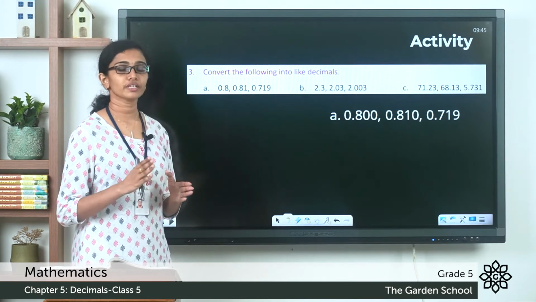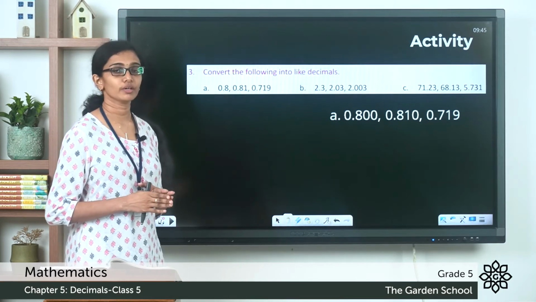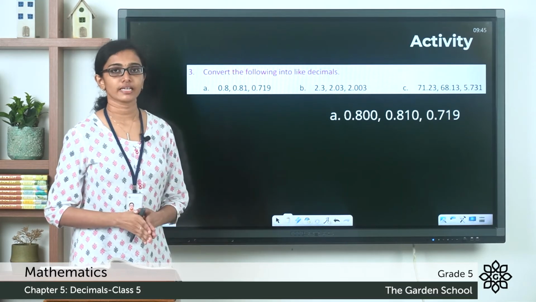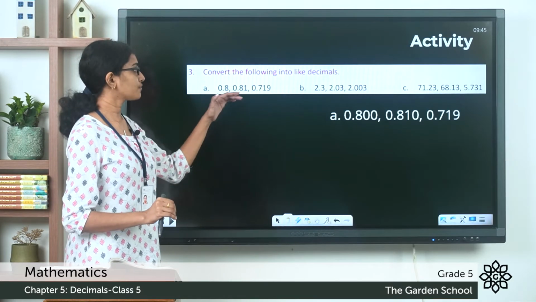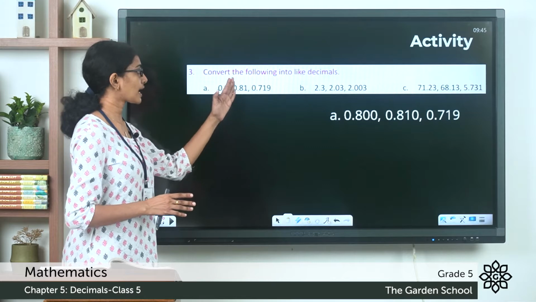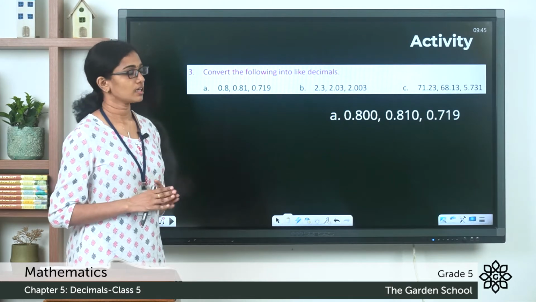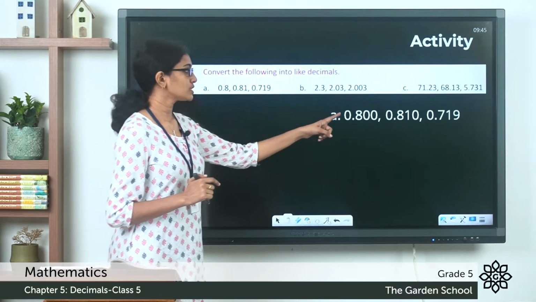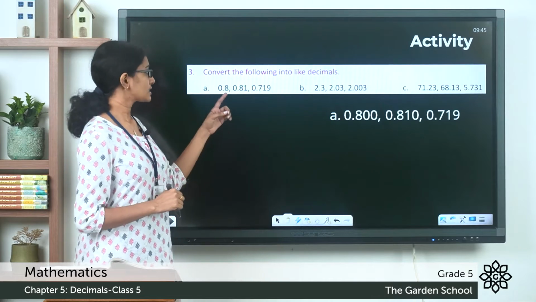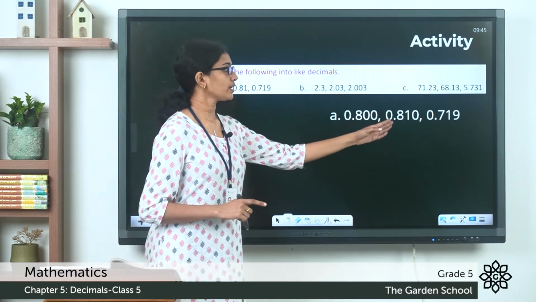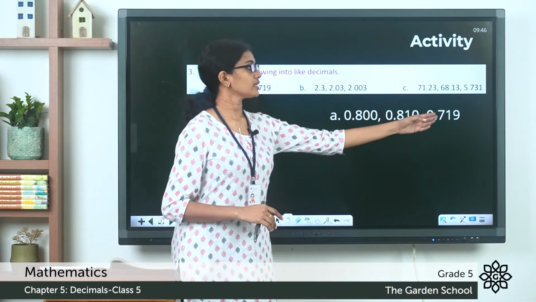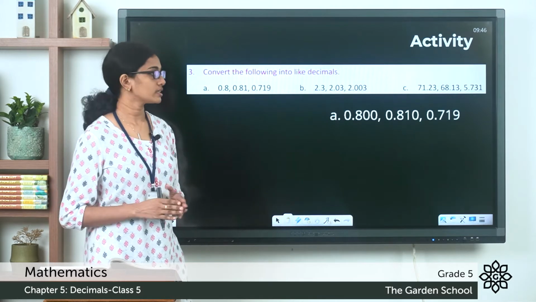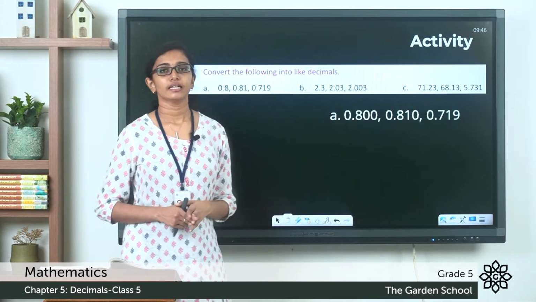So, the maximum number of digits after the decimal point in the given set of numbers is how much? 3. See, 0.719 has 3 digits after the decimal point. So, let's make the number of digits after the decimal point in the first and second number also 3 by adding zeros to the extreme right. So, 0.8 becomes 0.800 and 0.81 becomes 0.810 and 0.719 as it is. So, now all the decimal numbers have the same number of digits after the decimal point.